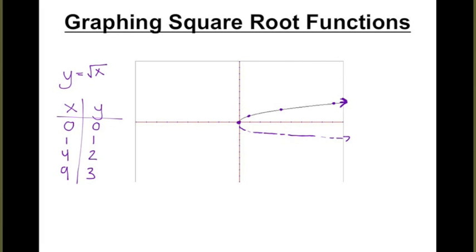Why? What would be wrong if we got the whole parabola here? What's the problem with that graph? It's not a function, right? If we start drawing vertical lines, we end up hitting more than 1 point, so that wouldn't be a function for us. So we're only going to get half of the parabola so that we have a function.